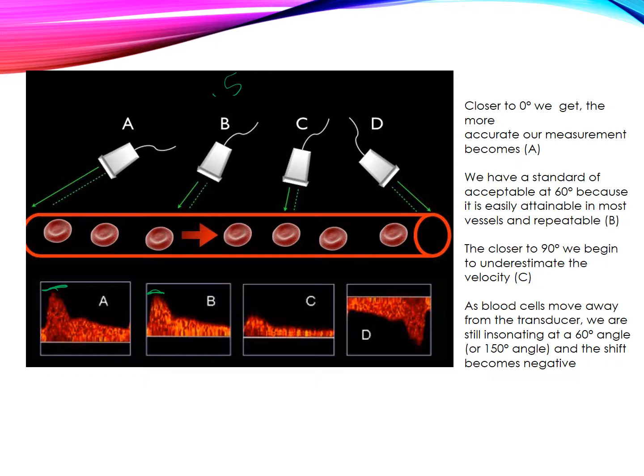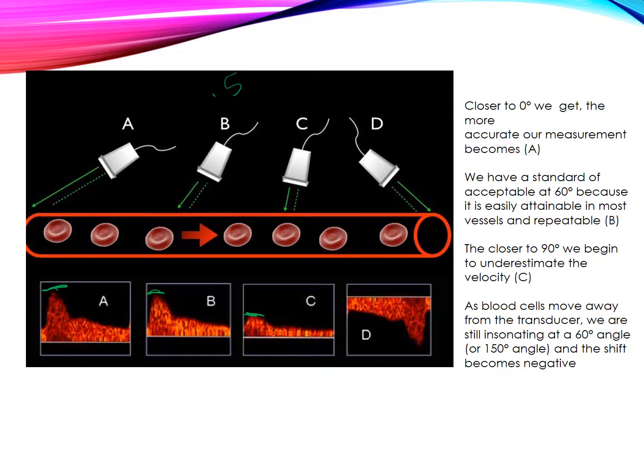C then is starting to get a little bit closer to 90 degrees, and we are definitely over that 60-degree threshold. And so as we get closer to 90 degrees, we're going to start to get very inaccurate velocities. We can see on C that the velocity is nearly half of what A and B were. So this is very inaccurate, very much underestimating the true velocity.